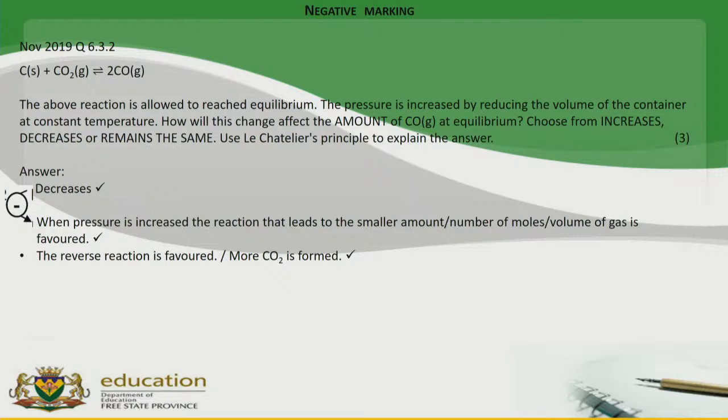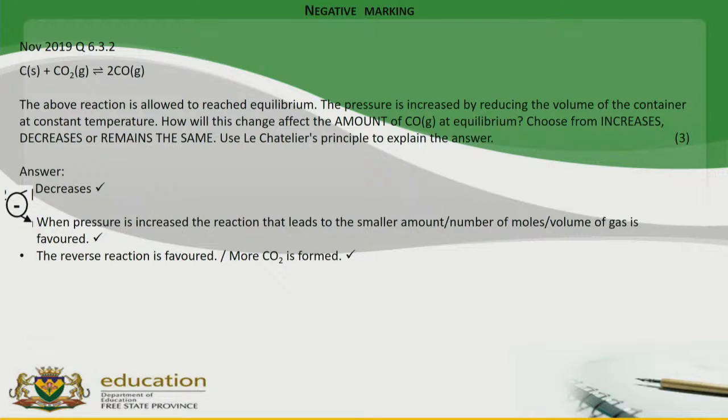You can start with the reasoning and then at the end answer the question. It doesn't matter. What the marker will do is check whether the answer is there, give the mark for the answer, whether it's at the top or the bottom, it doesn't matter. Give the mark for the answer and then go to the reasoning or the application of Le Chatelier. So if the answer is not there, then it means it's 0 out of 3. So always ensure that you answer your question first before you give the reason.